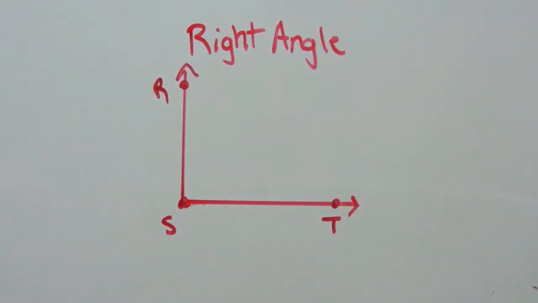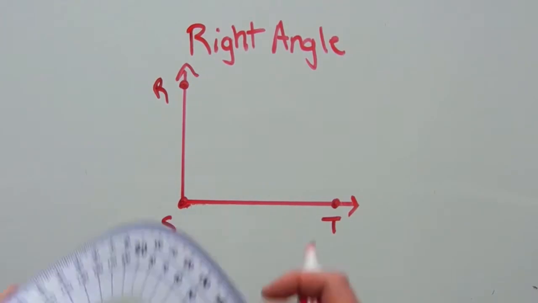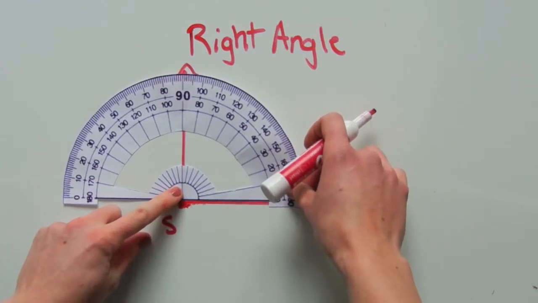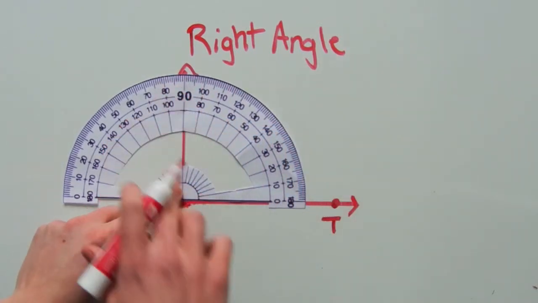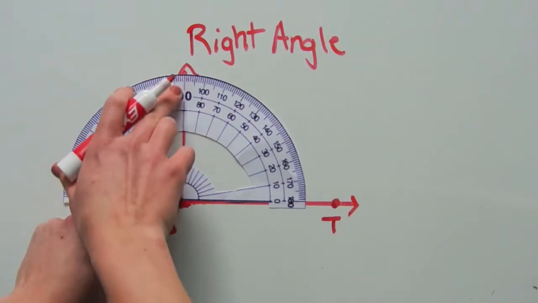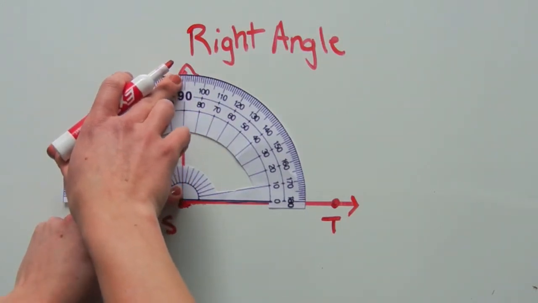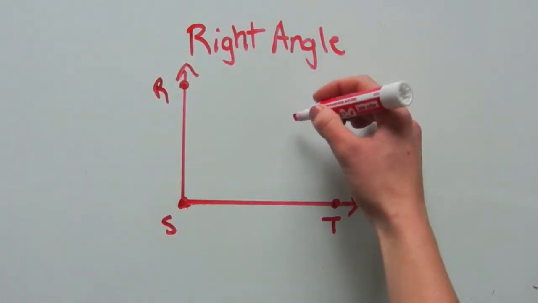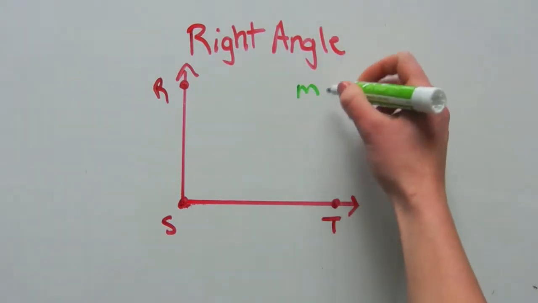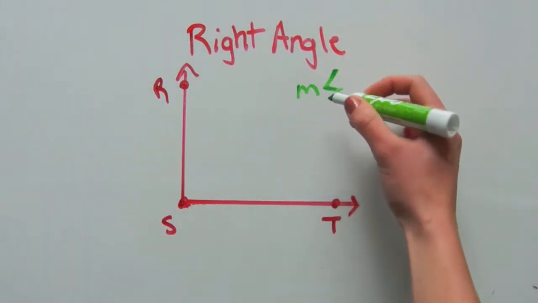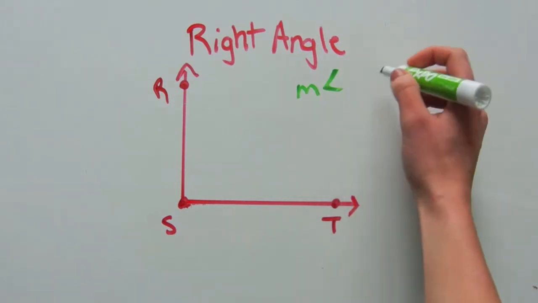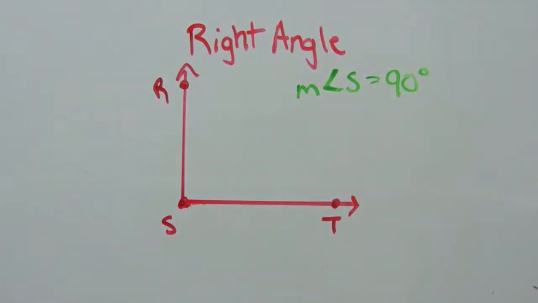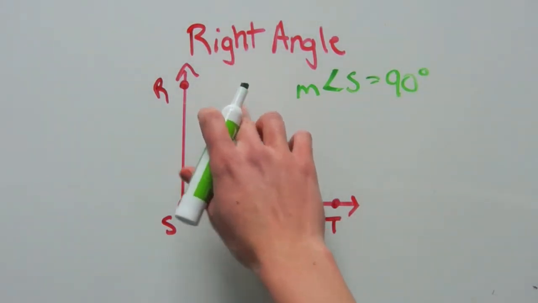This is a right angle because the measurement of the angle in degrees, when you hold up a protractor, setting it on the vertex, lining it up with one ray, going up to the next ray, you can see that it is 90 degrees. So all right angles are 90 degrees. So the measure, m, of angle S, so little m stands for the measure of angle, S, is equal to 90 degrees. And that is for all right angles.